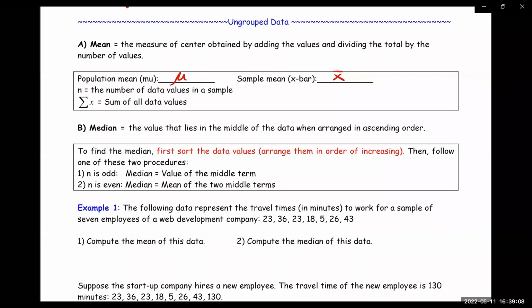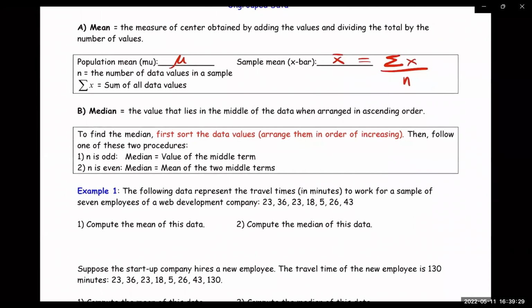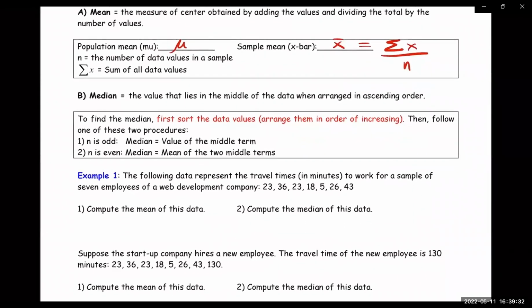All right, and the formula is going to be the sum of all X divided by N. This Greek letter, sigma, means sum. So the sum of all the data values divided by however many data values there are. We will definitely do some examples right now. So they give you the definitions. This is the sum of all data values, and N is the number of data values in the sample.